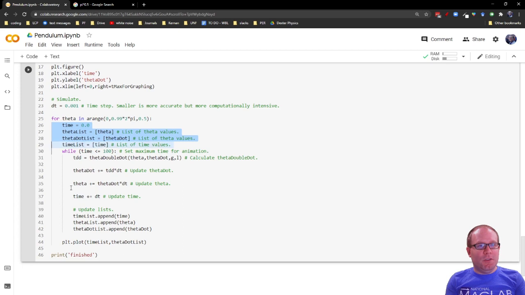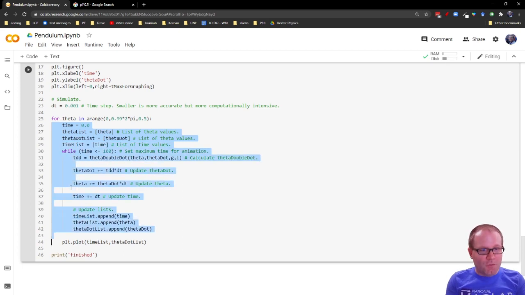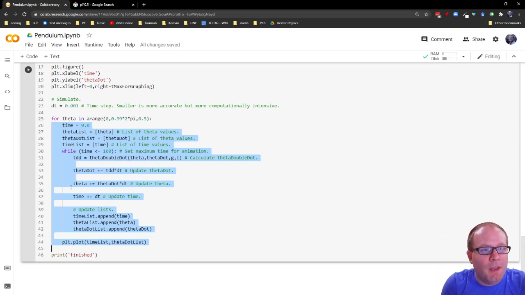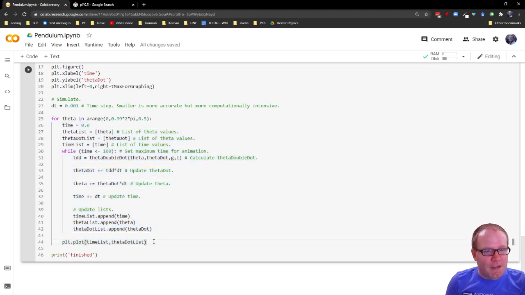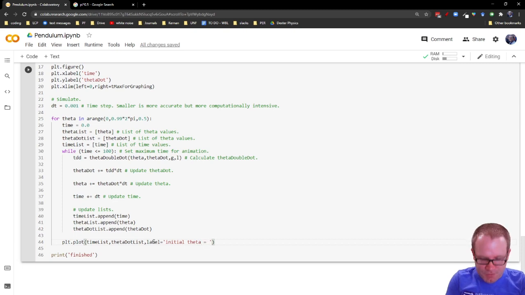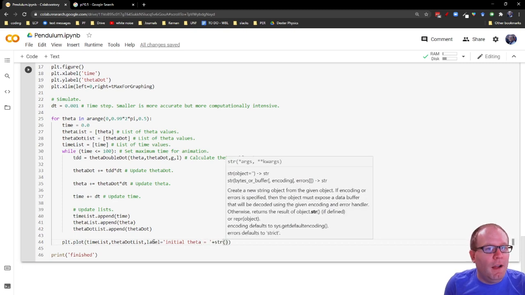So think of this whole thing as one experiment, right? This whole region of selected text is one experiment where I am starting with the pendulum at a certain angle, and I'm letting it oscillate back and forth. And then at the end of that experiment, I'm going to graph it, and then I'm going to reset the value of theta to be the next value up. Now, since I'm changing that, I'll need to give this thing a label of initial theta equal to plus string of, okay, I'll need to remember what theta was.